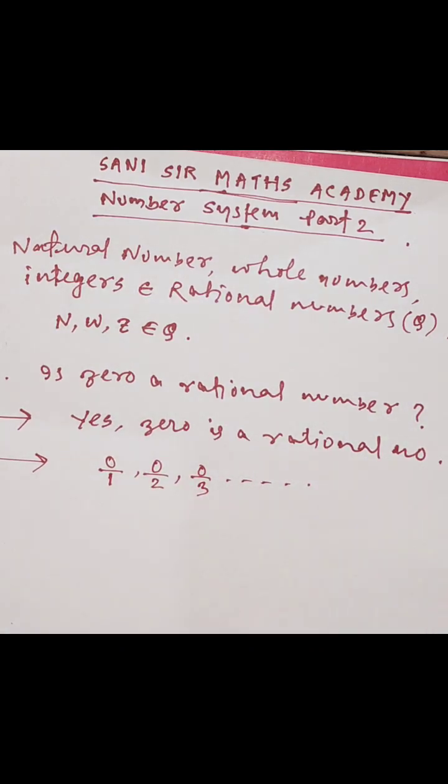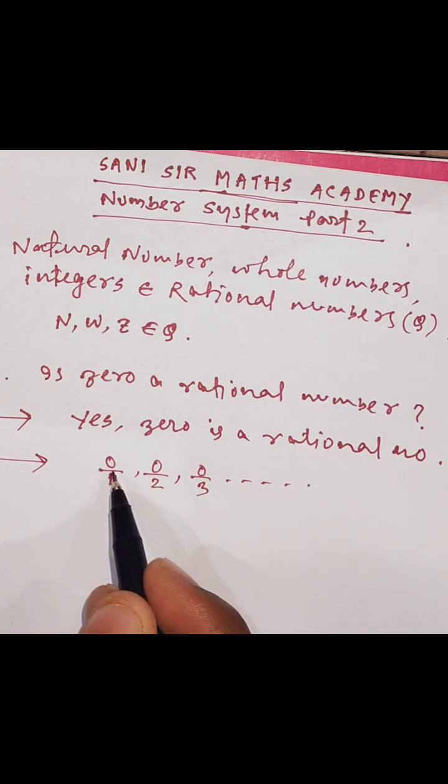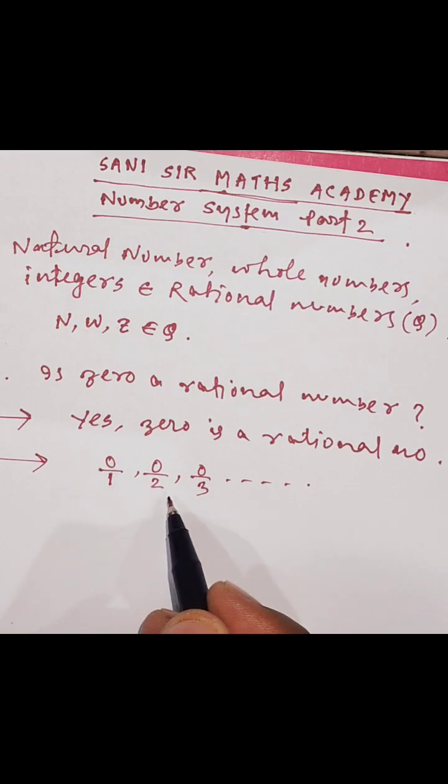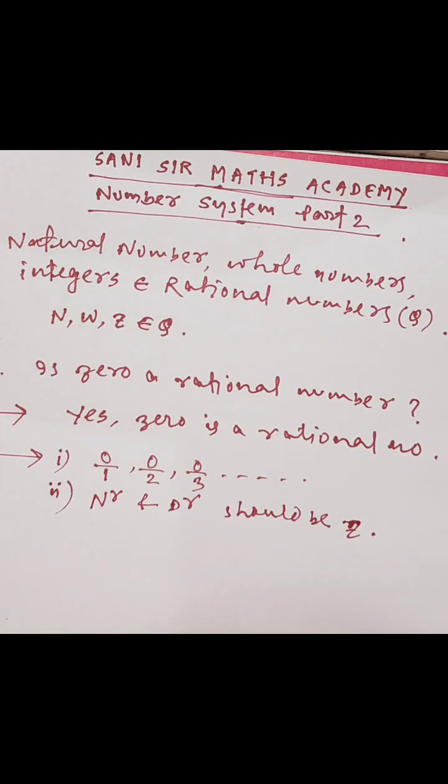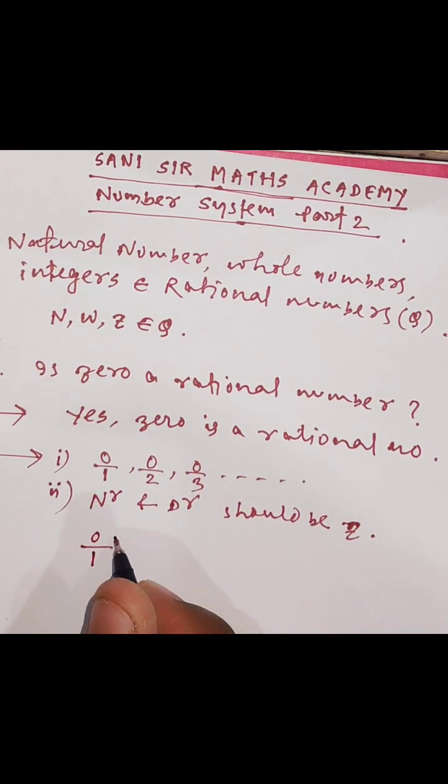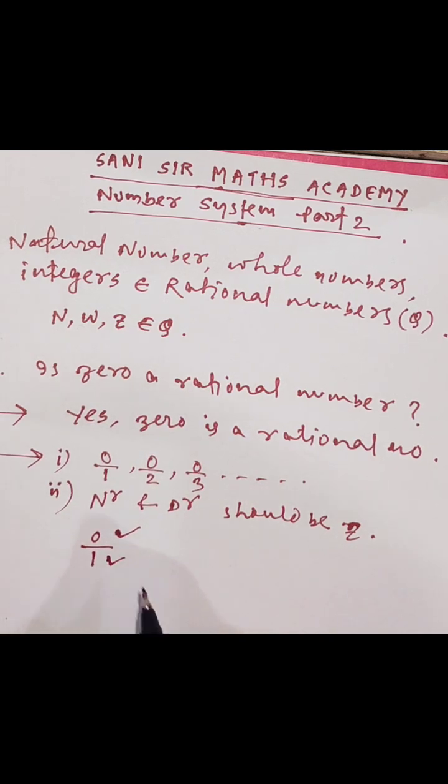Because 0 divided by any number again gives 0. So it means 0 by 1, 0 by 2, 0 by 3, all these values equal 0. So the first condition is satisfied. The second condition was that both numerator and denominator should be integers. So if I write 0 by 1, then 0 is the numerator, an integer, and 1 is the denominator, and 1 is also an integer. So the second condition is fulfilled.